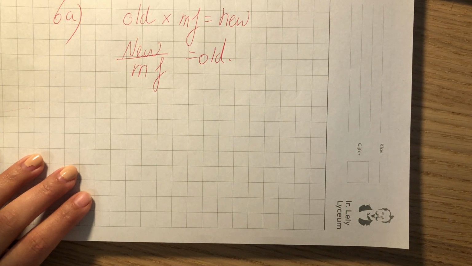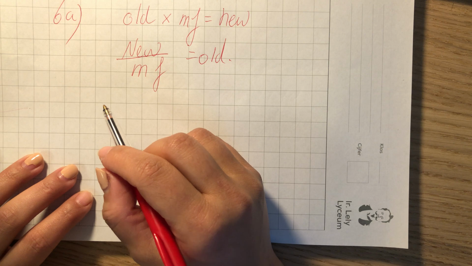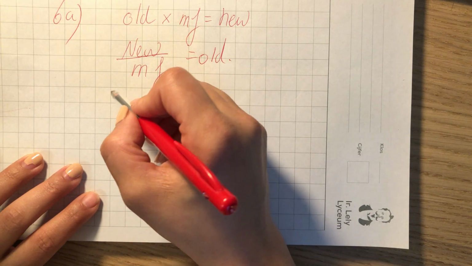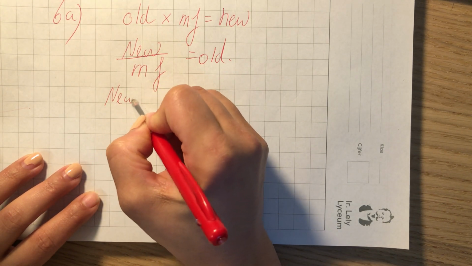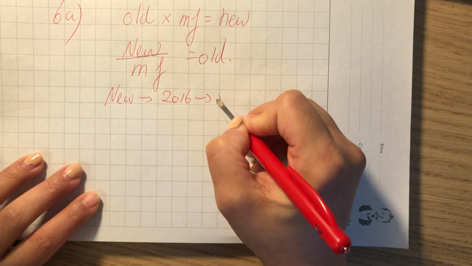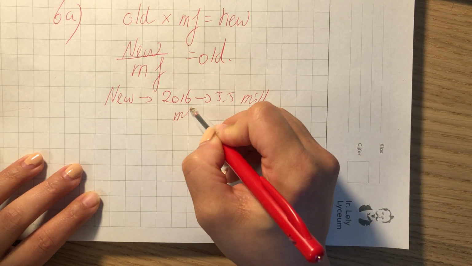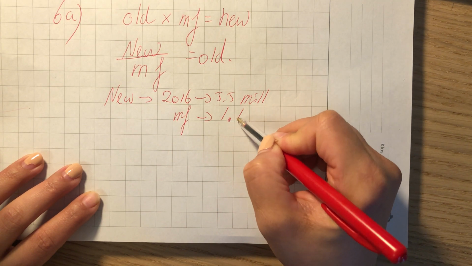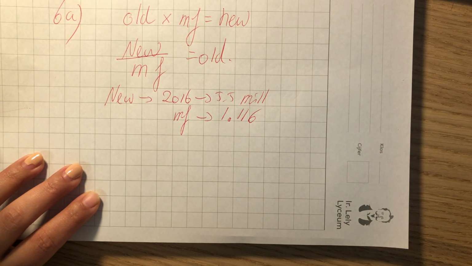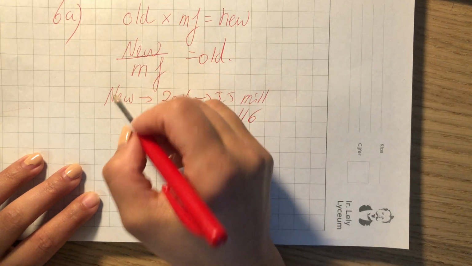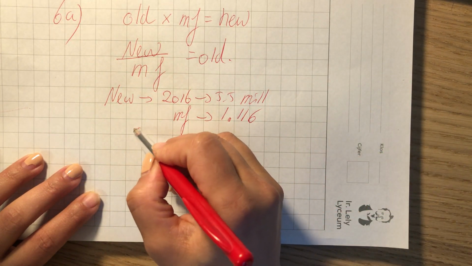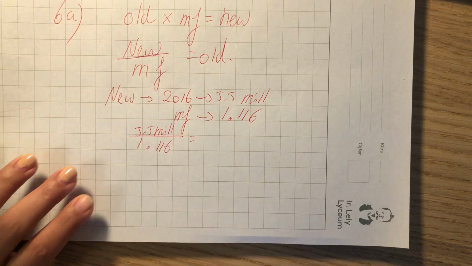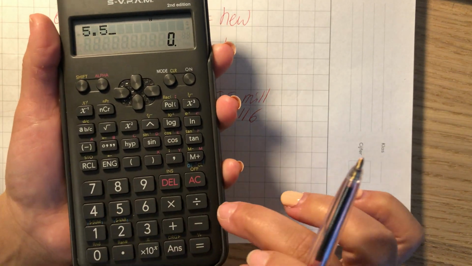So in question A, we know compared to 2015, the production of sugar beet in the Netherlands increased in 2016. So we have our new. Our new is in 2016, which was 5.5 million. And the MF belonging there, it was an increase. I'm immediately going to write down the MF is 1.116. Also for the test, you don't need to show your calculation. We have to use this formula. So what we do, 5.5 mil divide by 1.116. So let's try that. Not inserting the mil.